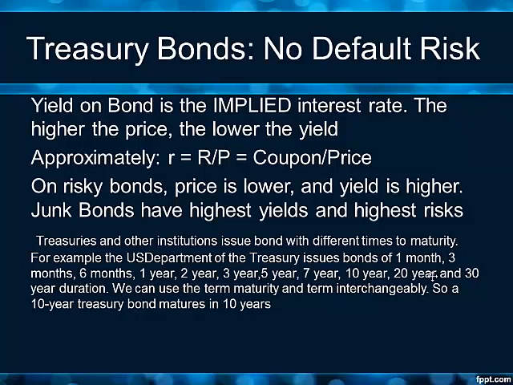So now the bonds have different yields, different times to maturity. For example, the US Treasury issues bonds of 1 month, 3 months, 6 months, 1 year, 2 years, 3 years, 5 years, and 20 years, and so on.